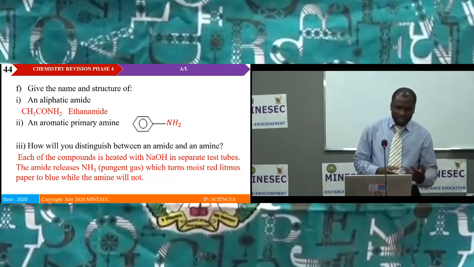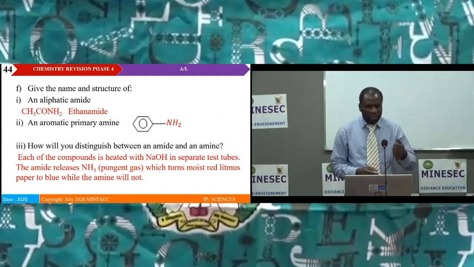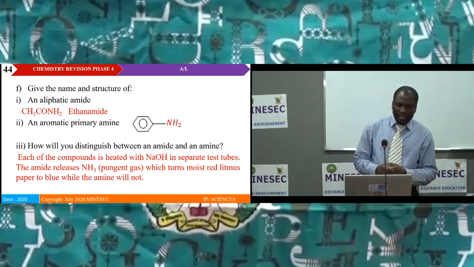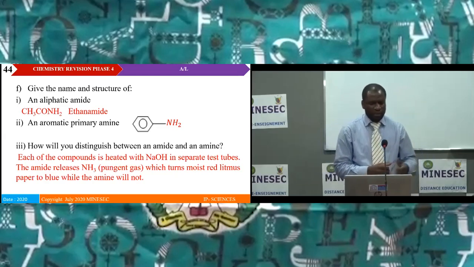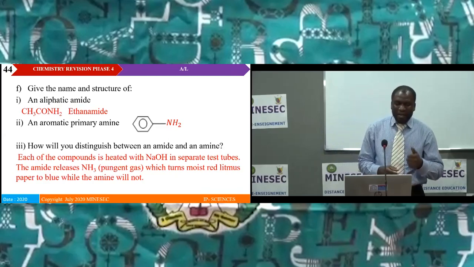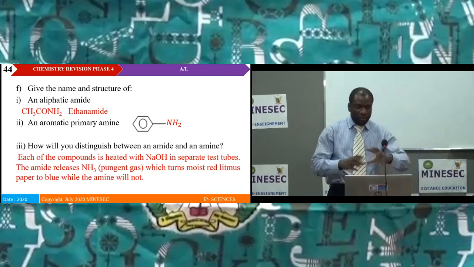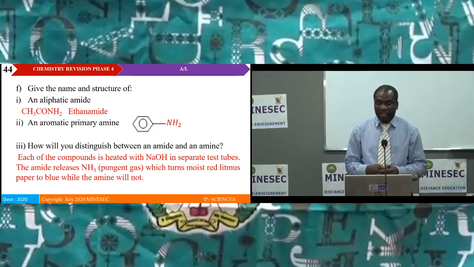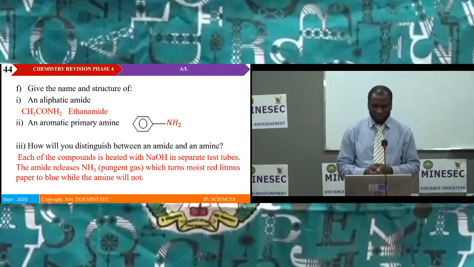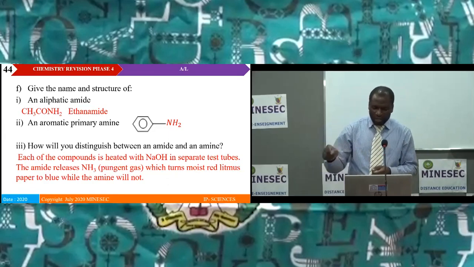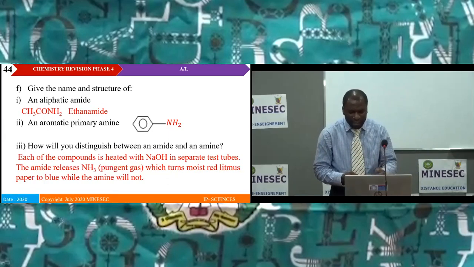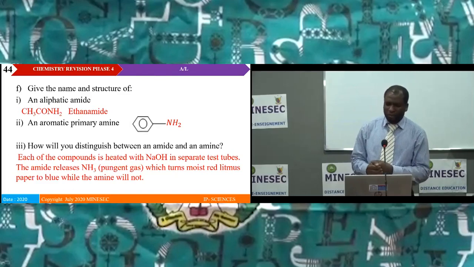We have an example there, the structure CH3CONH2, that is the name ethanamide. And an aromatic primary amine, we have the benzene ring to which is attached NH2. So the structure, benzene ring, NH2, and the name, phenylamine or aniline.